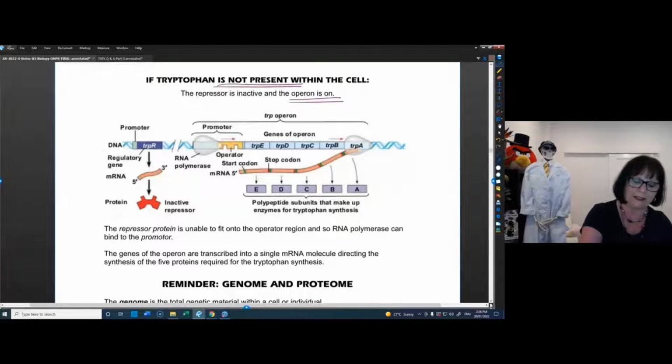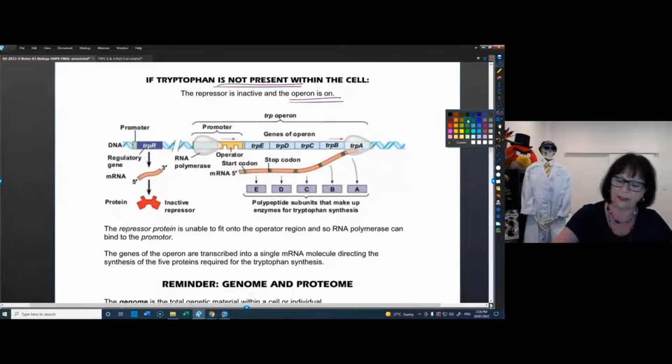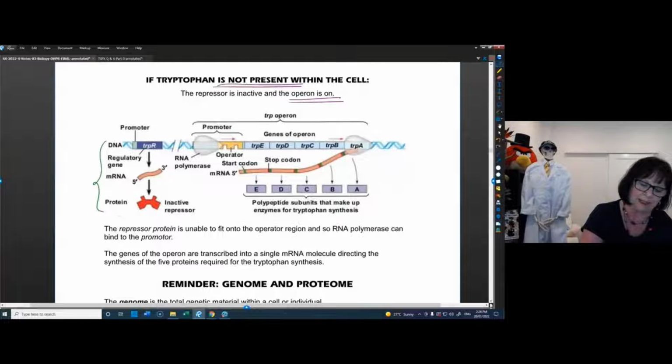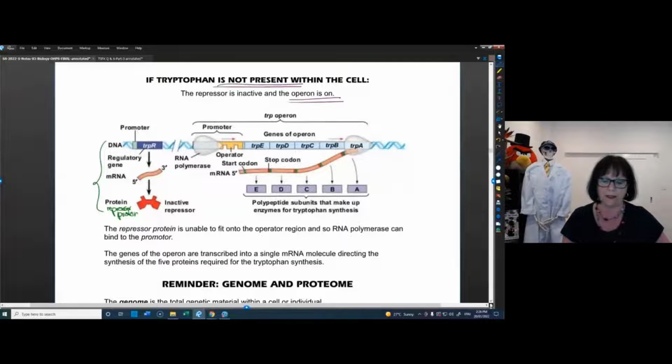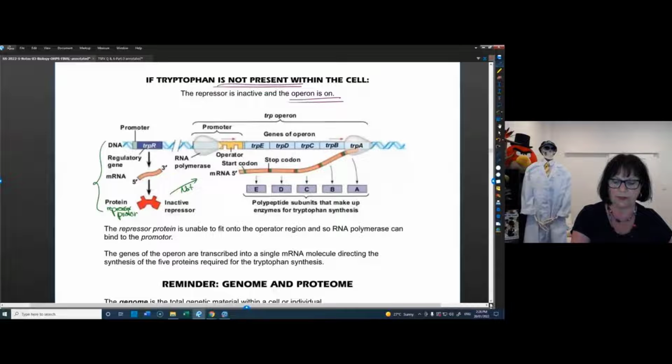So here again is our gene regulation, and here's our repressor protein. Just like before, it's still being made. But now there's no tryptophan to change its shape. So it is not able to fit and block the operator region.